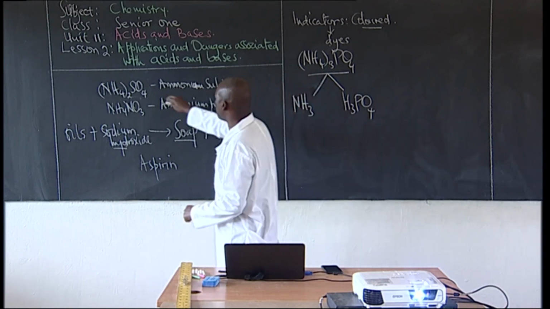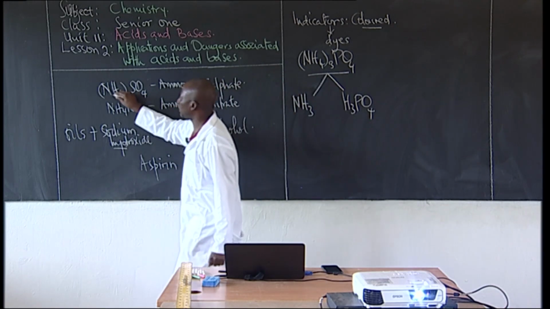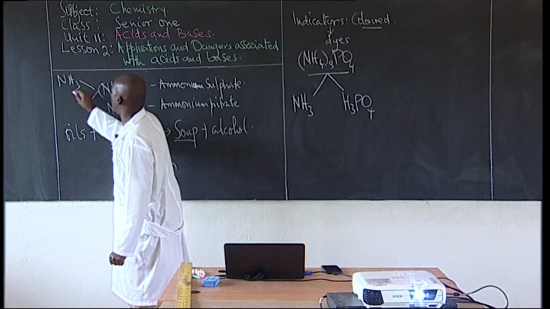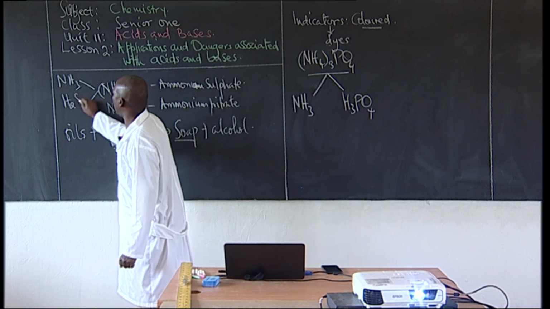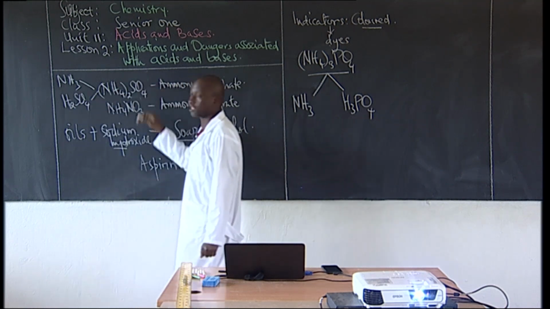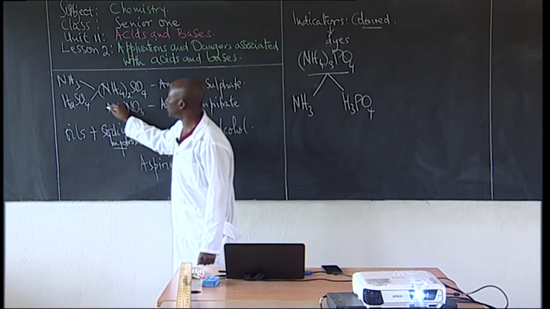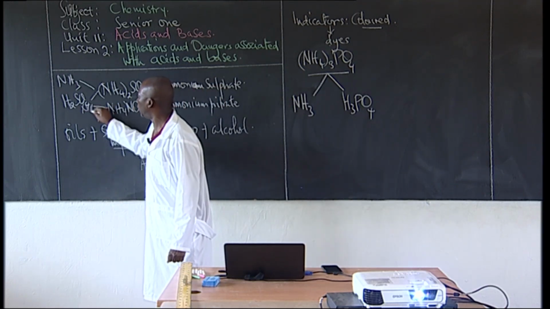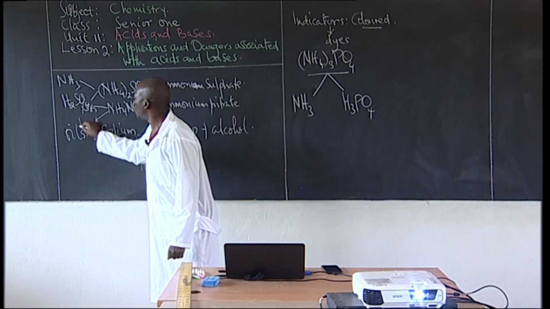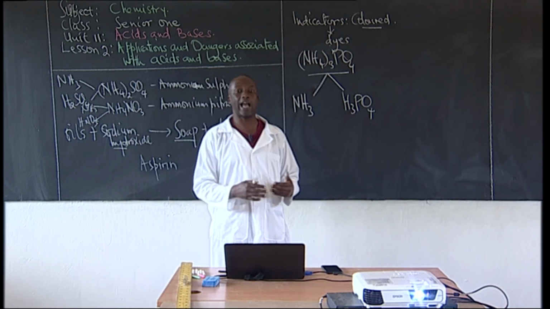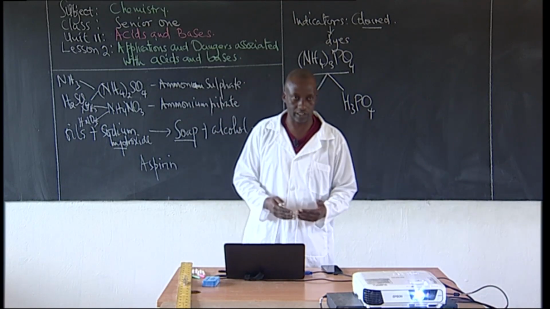When you have ammonium sulfate, this one comes from ammonia combining with sulfuric acid to form this fertilizer. When you have ammonium nitrate, in this case you have ammonia combining with nitric acid. So these are the salts which are used as fertilizers.